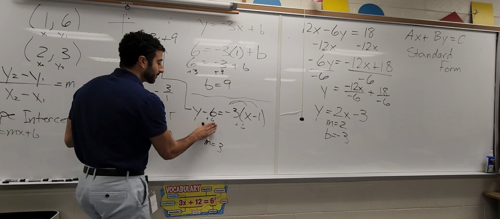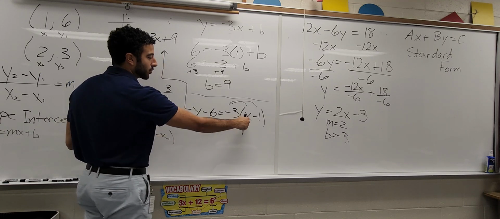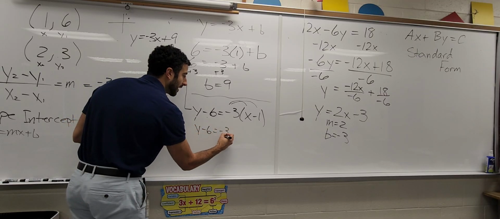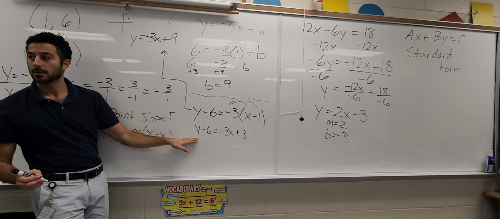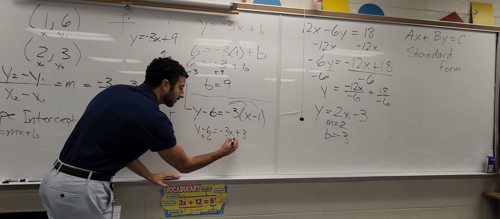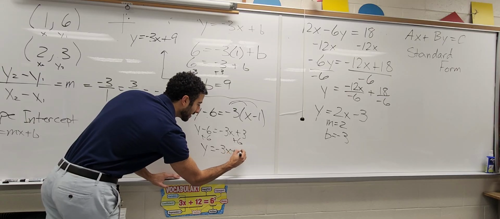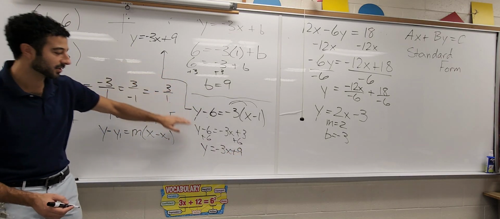If you don't believe me, let's just do it real quick. What's negative 3 times x minus 1? What does that become? Negative 3x plus 3, exactly. Now move the 6. Add 6 to both sides. y equals negative 3x plus 9. Whoa, look at that. Coincidence? No, it's not a coincidence.